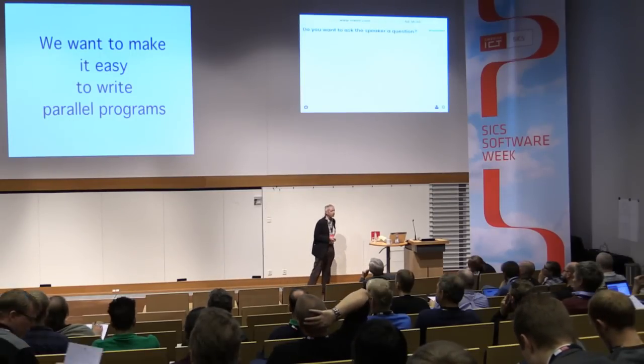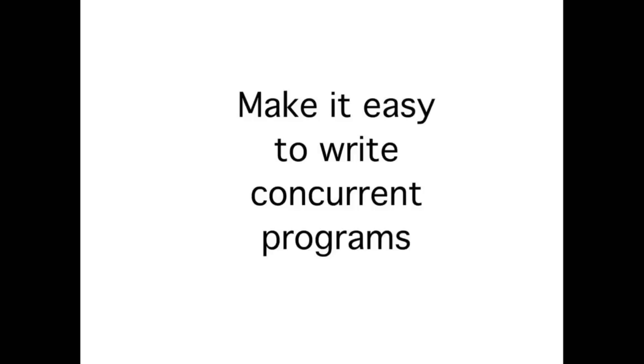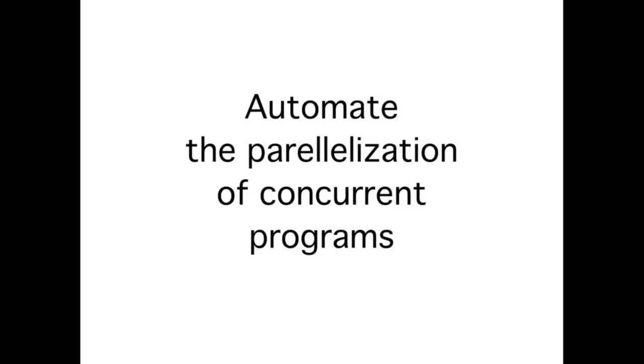So we want to make it easy to write parallel programs. Right. We can't. Writing parallel programs is extremely difficult. I would just give up the whole idea that it's easy to write parallel programs. So let's do something different. Let's make it easy to write concurrent programs. We can. We can make it relatively easy to write concurrent programs, although we can't write parallel programs. And then we can automate the parallelization of concurrent programs. And people have tried to do that for years and largely failed.